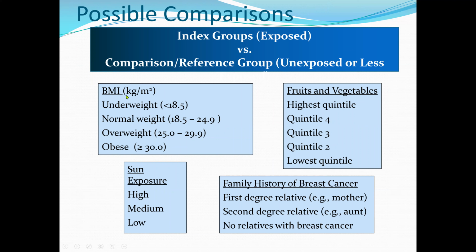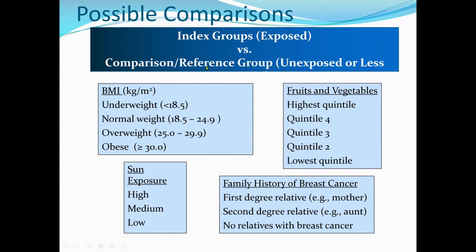Also, family history of breast cancer. There can be a comparison: first degree relative, which will be, again, your immediate parents, sisters or brothers, or second degree relative, an aunt for example, or no relatives with breast cancer. So again, these are a few examples of comparisons that we can make. And in this course, we are going to use the term index group for those who are exposed, and comparison or reference group for those who are not exposed or are less exposed.